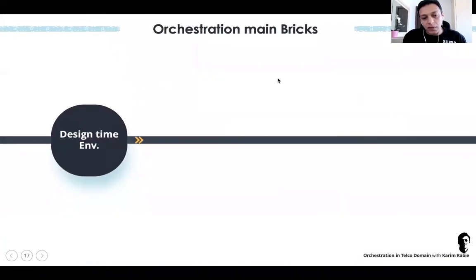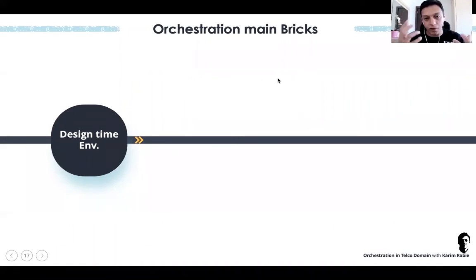Let me start with what we call a design time environment. And you will always see in the orchestration domain, there is something called design time environment and runtime environment. The design time environment is where you do the modeling for the service, where you do the testing, certification, whatever. And the runtime, that's actually where the magic happens.